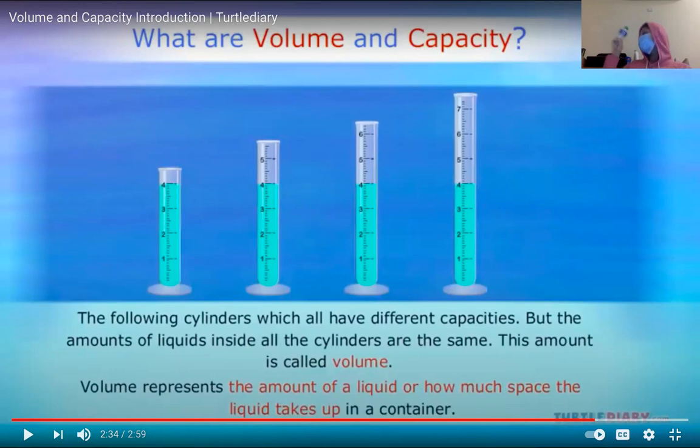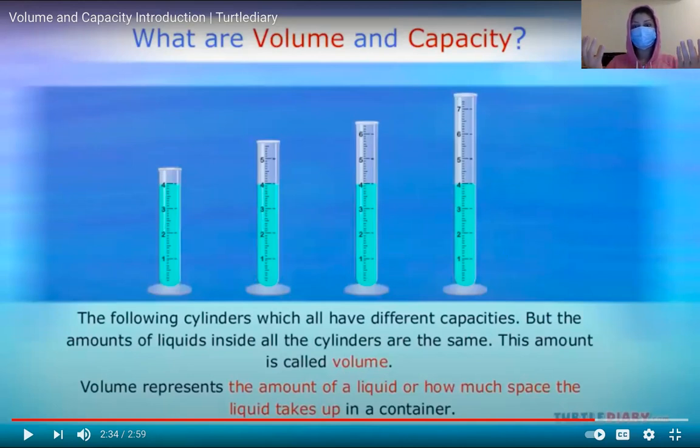Okay, volume is different. Maybe I have a very big container, but I do not want to fill it all. I fill half of it, like this one. So this is the volume. So now you understand the difference between volume and capacity. Okay, try to do this experiment at home.